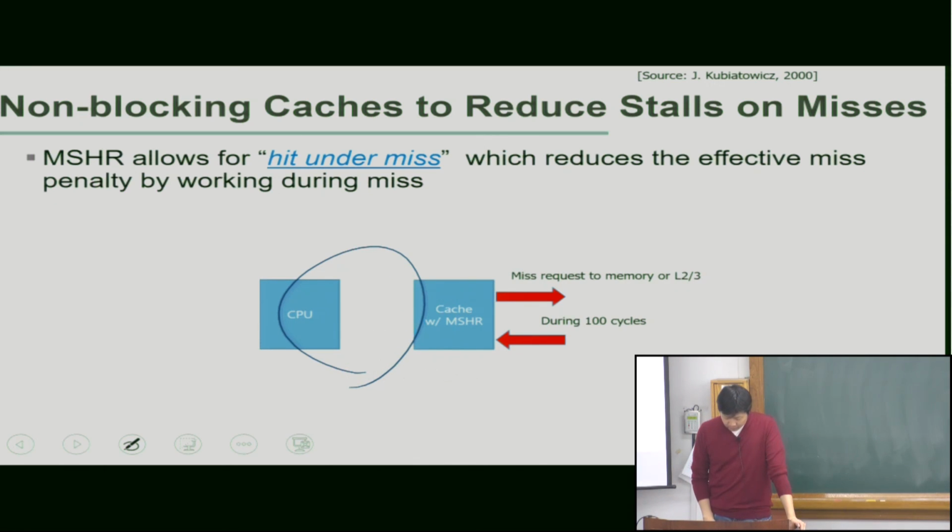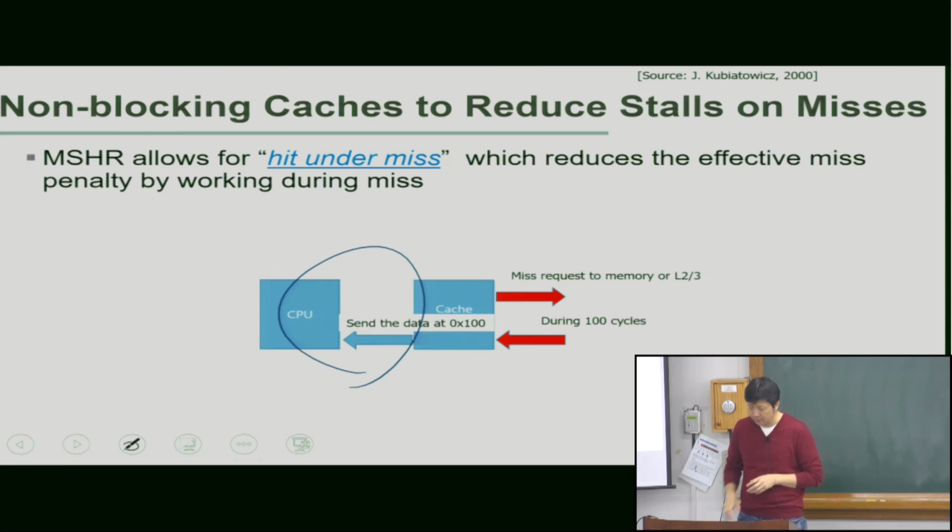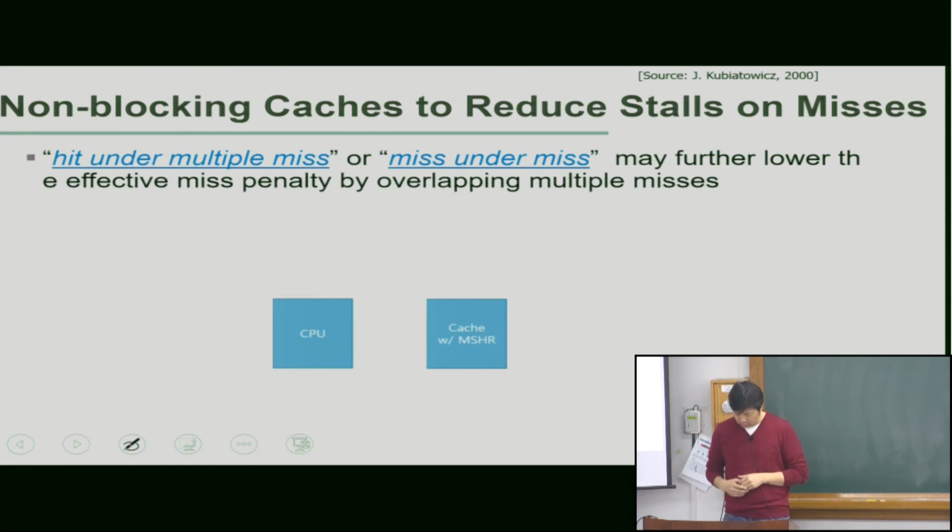And after about 100 cycles, this one comes back and will be serviced later. This is called hit under miss, because the first miss does not block a later cache hit, right? That's the reason why it's called hit under miss. And also, there are hit under multiple miss or miss under miss cases, which may further lower the effective miss penalty by overlapping multiple cache misses.